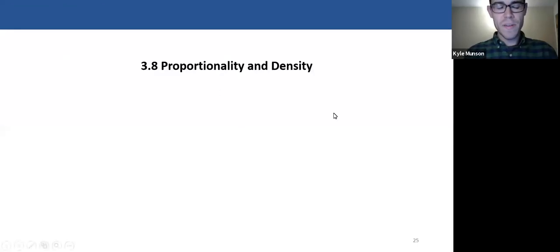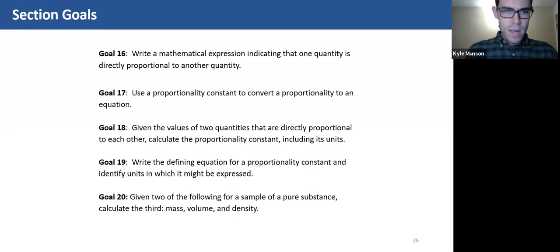Okay, so this is the last video for chapter 3, and it's on proportionality and density. Here's our goals. There's a few of them. We want to be able to write a mathematical expression indicating that one quantity is directly proportional to another, use a proportionality constant to convert a proportionality to an equation. Given the values of two quantities that are directly proportional to each other, calculate the proportionality constant, including its units, and write the defining equation for proportionality constant and identify units in which it might be expressed.